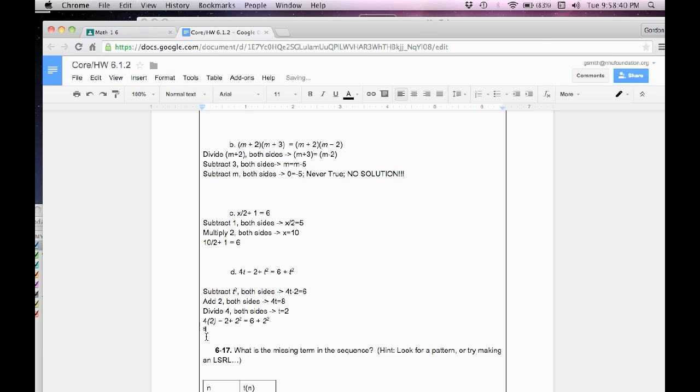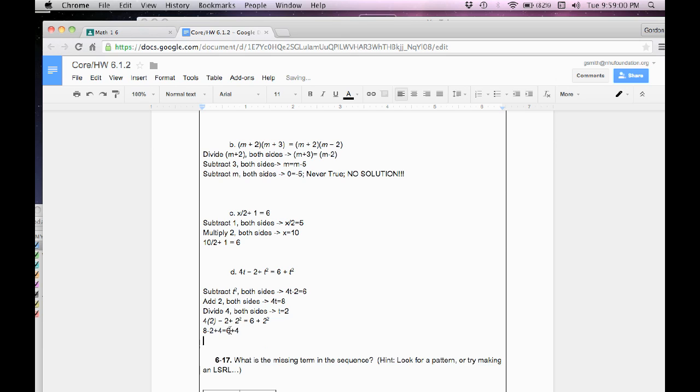4 times 2 is 8. Oh, I just blew my own mistake. Again, I'm not copying the equal sign for the equal sign, I'm copying it for the font size. 8 minus 2 plus 2 squared is 4 equals 6 plus 2 squared is 4. Let's keep working on this.